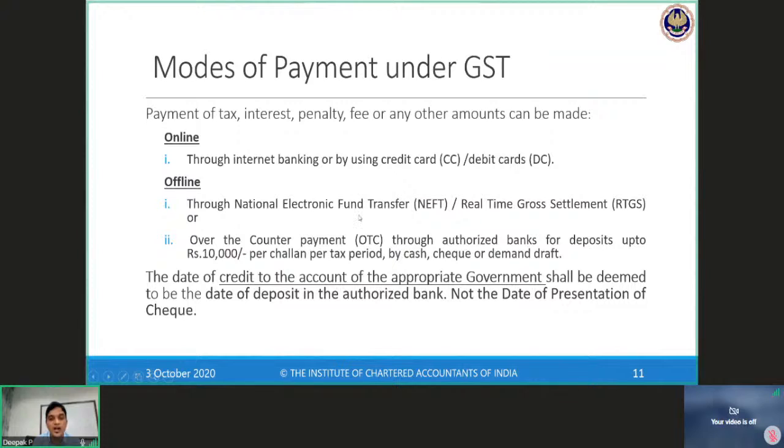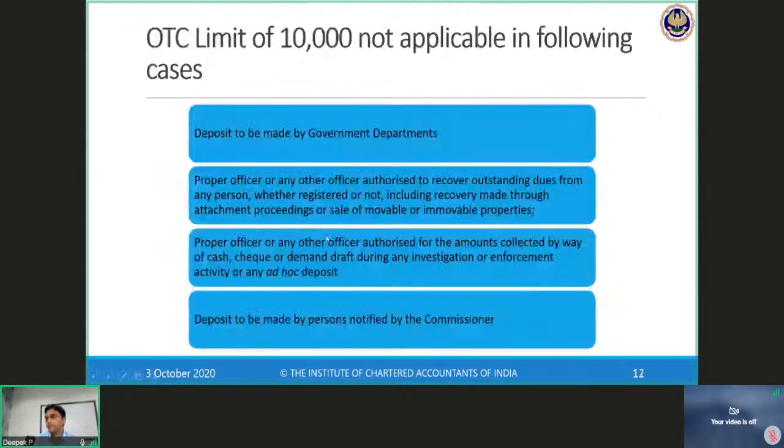Offline mode: NEFT and RTGS. Offline mode is again a kind of banking mode itself, but this is offline mode because you will download the challan and go to the banker. NEFT, RTGS or over the counter payment.